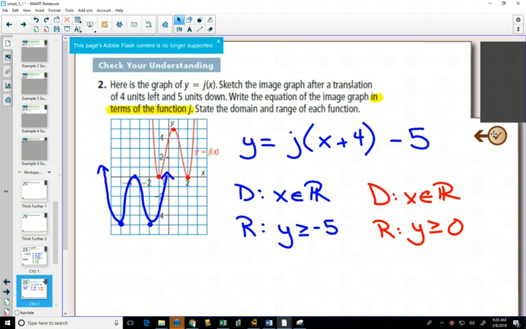And so sometimes you'll get questions that just ask little details. Instead of giving you the red graph, they just tell you the red range. They said the range was originally y is bigger than or equal to 0. We moved it 4 to the left and 5 down. What's the new range? And you'd have to be able to determine that, oh, if I moved it 5 down, my new range would be y is bigger than or equal to -5.